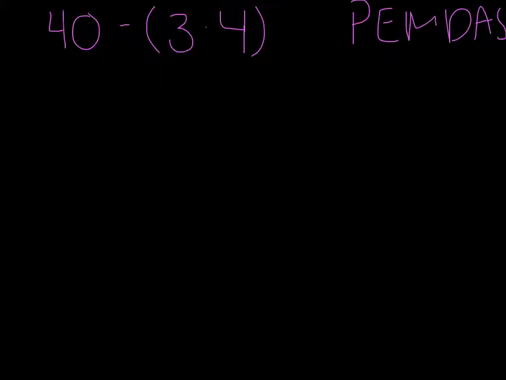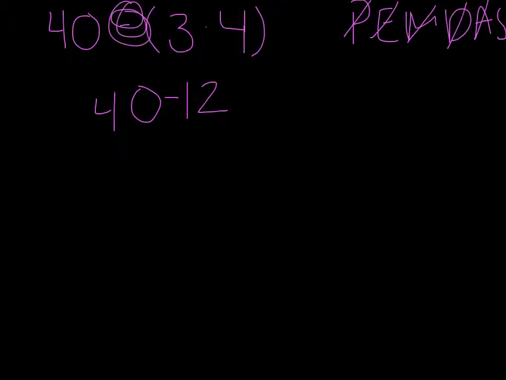So 3 times 4 is 12. So cross out your parentheses. Check for exponents. No. And multiplication, it was in the parentheses. Division. No, don't see any. And addition, no, don't see any. Oh, what did we forget to do? Bring down our 40 minus 12. So obviously, there is a subtraction. So you're going to subtract. So 40 minus 12 would be 28.